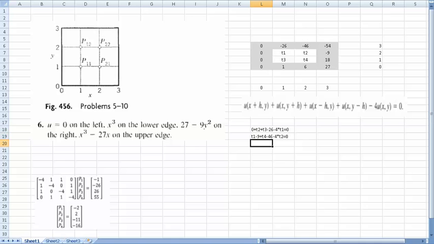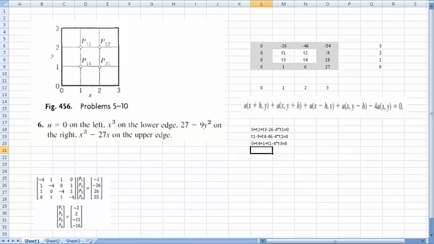And then working on T3, neighbor to the left is 0 plus T4, that's the neighbor to the right, plus 1, that's the neighbor below, plus T1, that's the neighbor above, minus 4 times T3 equals 0.